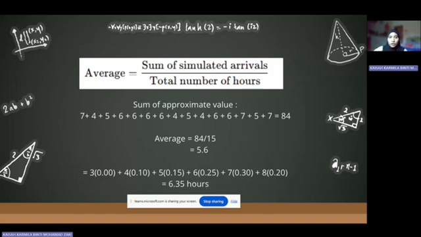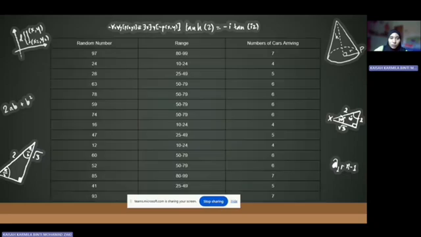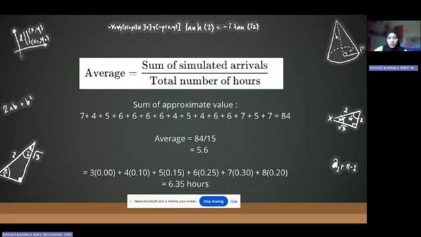Next we have the formula of the average, which is the sum of simulated arrivals divided by the total number of hours. So we sum all of the numbers of cars arriving and we get 84. So 84 divided by 15, which is the total number of hours based on the question, and we get 5.6. Then for the approximate value, we take the numbers of cars arriving from the first slide, which are 3, 4, 5, 6, 7, and 8. We total it and we get 6.35 hours.